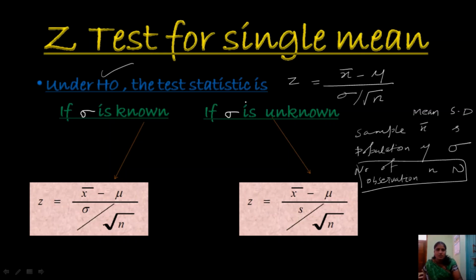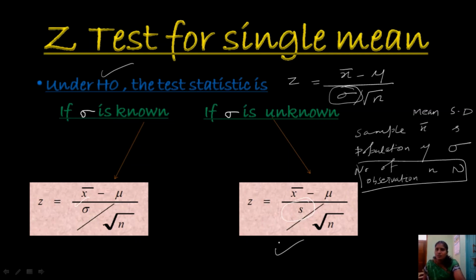So here the test statistic is z equal to x bar minus mu over sigma divided by square root of n. Here, if you know the value of sigma, that is the population standard deviation, we make use of that value and calculate the value of z. Suppose you don't know the population standard deviation, in that case we make use of the sample standard deviation value.